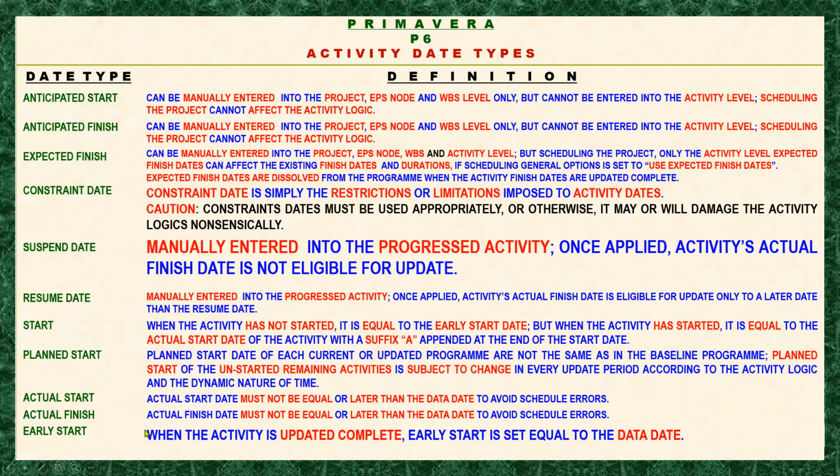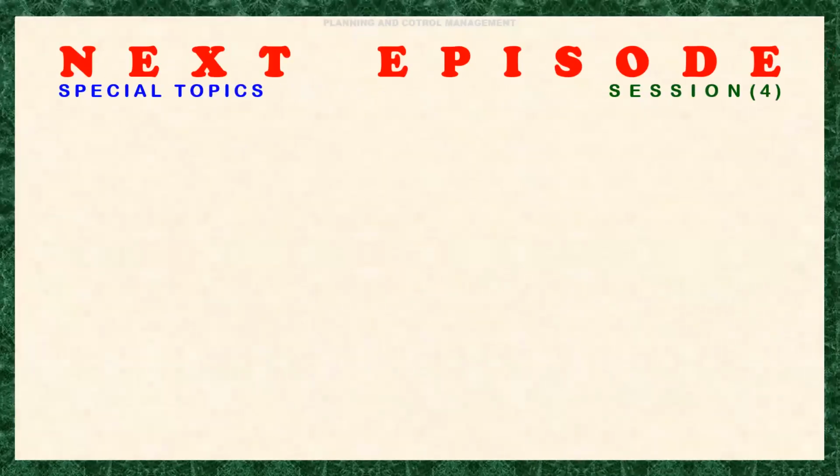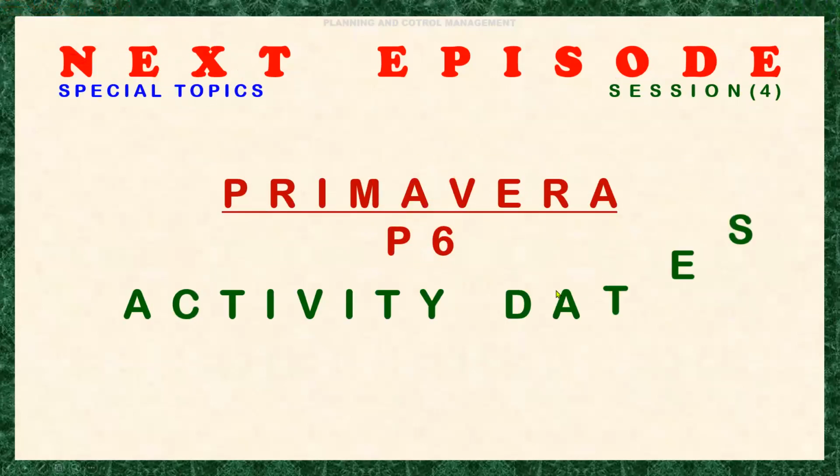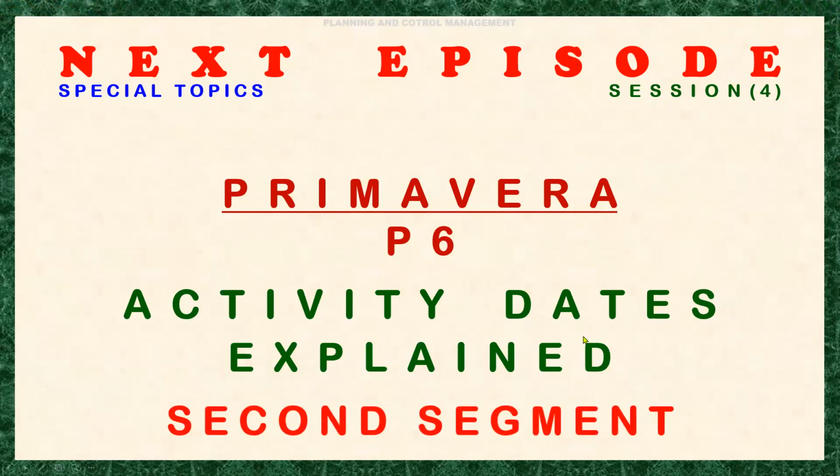I think this is enough for this session because I think we are taking more than 1 hour already. So we shall finish all Primavera P6 activity date types in our next episode. Our next episode is a special topic session 4, which is the Primavera P6 activity dates explained. This is for the second segment.